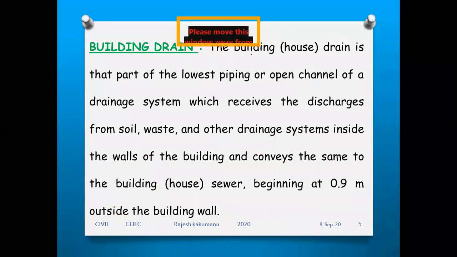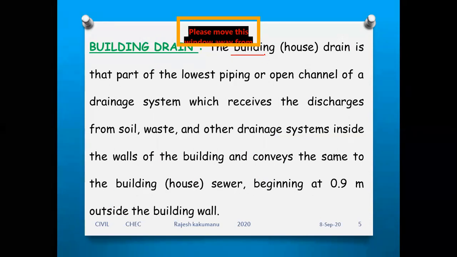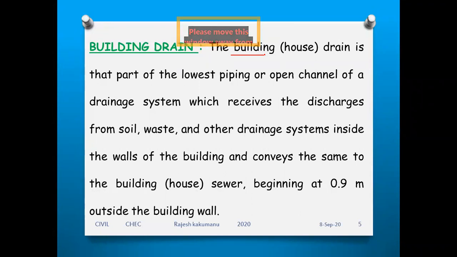Next, what is a building drain? The building is simply a house. It may be a house, or it may be a villa, or it may be a bungalow, or it may be an apartment like that. The house drain is a part of the lowest piping or open channel of the drainage system, which receives the discharges from soil, waste, and other drainage system inside the walls of the building and conveys the same to the building sewer, beginning at 0.9 meters outside the building wall.